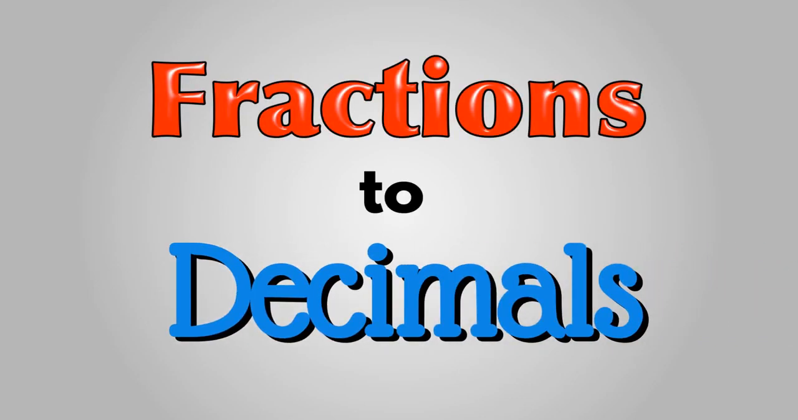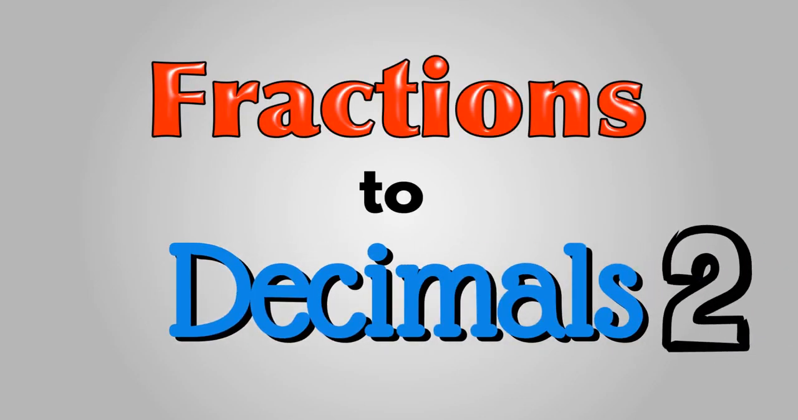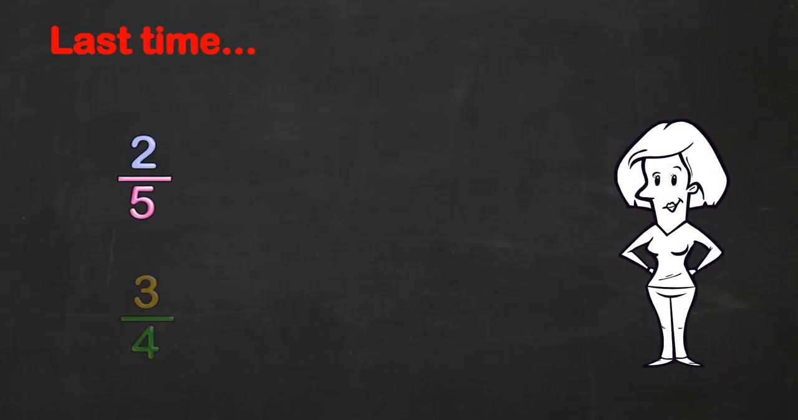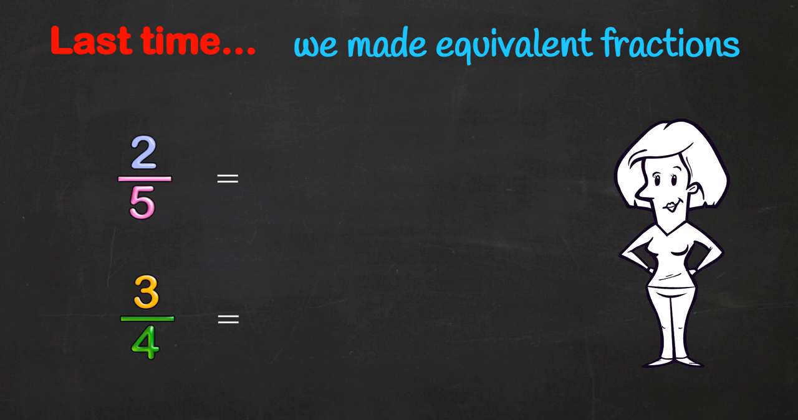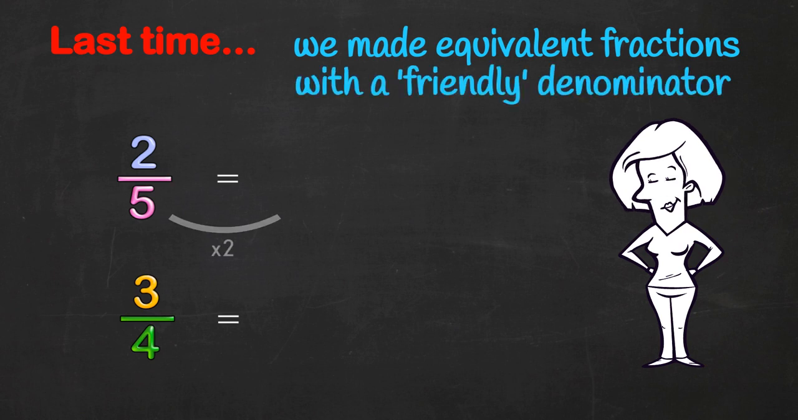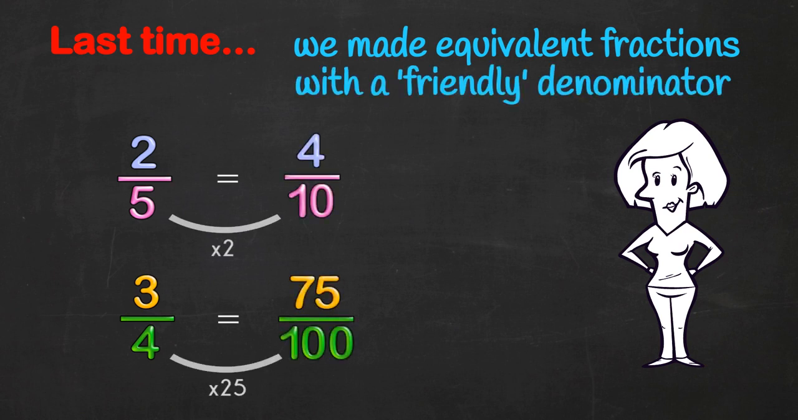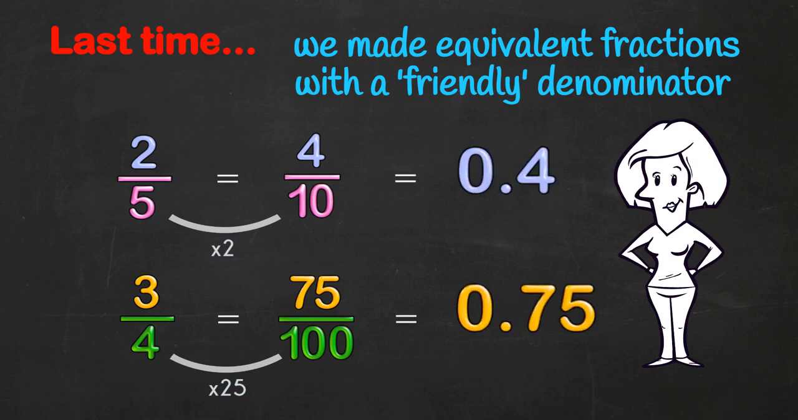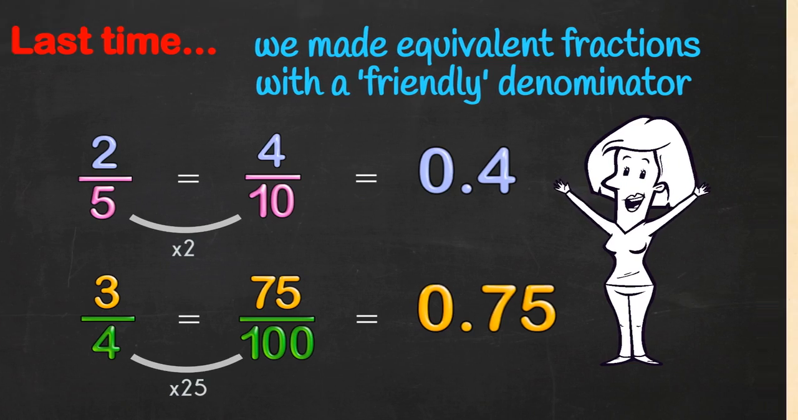Fractions to Decimals, Part 2. Last time we used our skills in making new equivalent fractions to get a friendly denominator of 10 or 100 to easily change a fraction into a decimal. Now on to the next step.